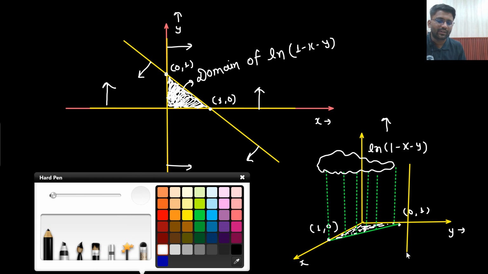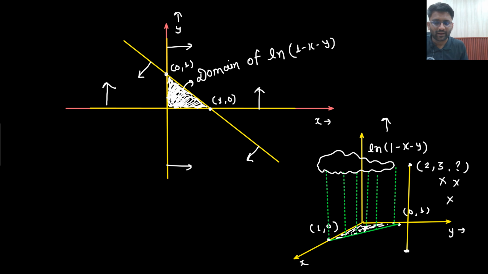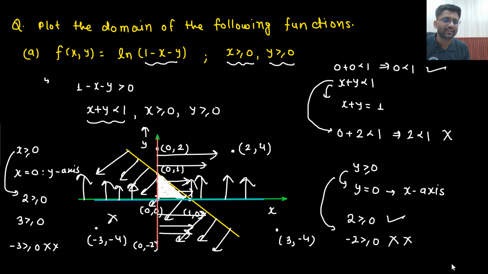You will never see a point like x equals 2, y equals 3, because these points lie outside the region. You will not find these points. Did you understand the meaning of domain here, and how to make these regions? When we study double integration and triple integration, these topics will be very, very important for you. So in this much region the graph has been made. Is that clear to you?